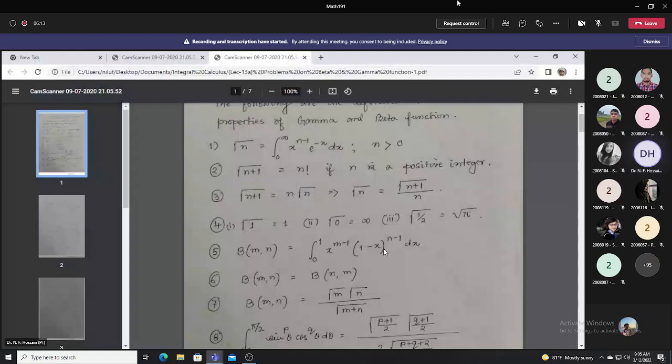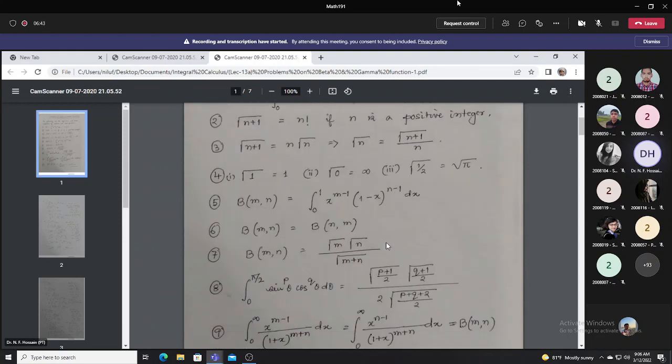You see, its value is in terms of gamma m and gamma n. So m and n must be positive real numbers. They cannot be negative. In the definition of the beta function also, m and n should be positive numbers. They may be fractions or integers, but cannot be negative. This was the first property for the beta function.